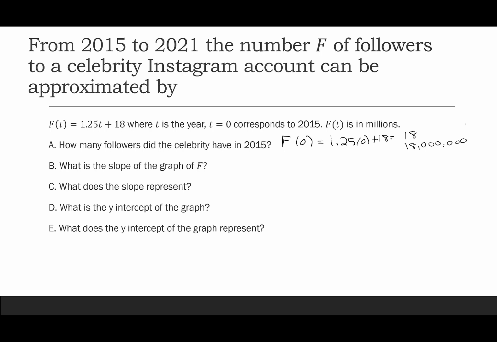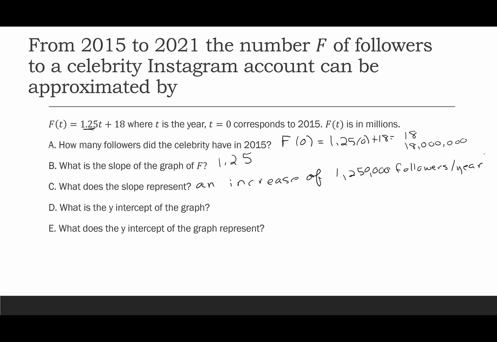That we care about. Then we're going to say, well, what is the slope of the graph of f? Remember, we're using this number in front of the t. So this is 1.25. Let's talk about what that represents. This tells us how many more followers this celebrity is getting per year. So the celebrity is getting 1.25 million more followers a year. So the slope represents an increase of 1,250,000 followers a year. It's important that we think about that and really how big it is.